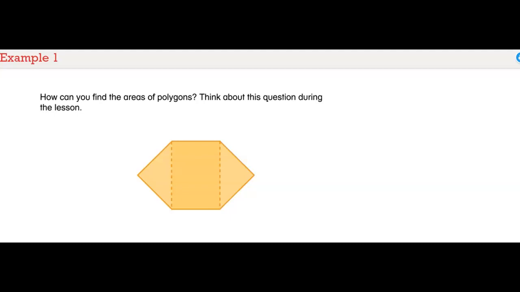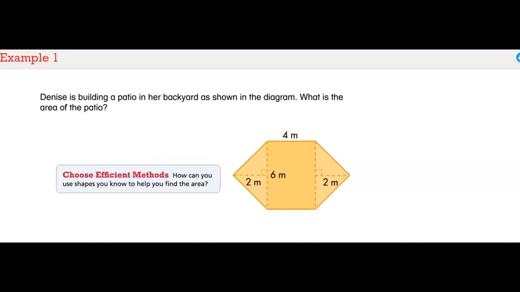How can you find the areas of polygons? Think about this question during the lesson. Denise is building a patio in her backyard as shown in the diagram. What is the area of the patio? How can you use shapes you know to help you find the area?